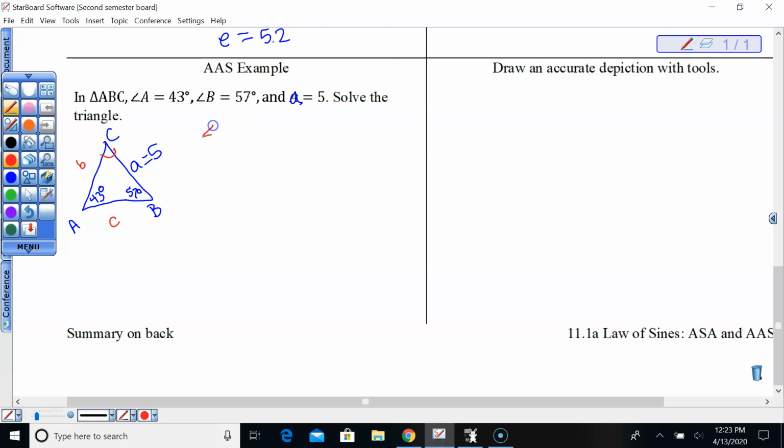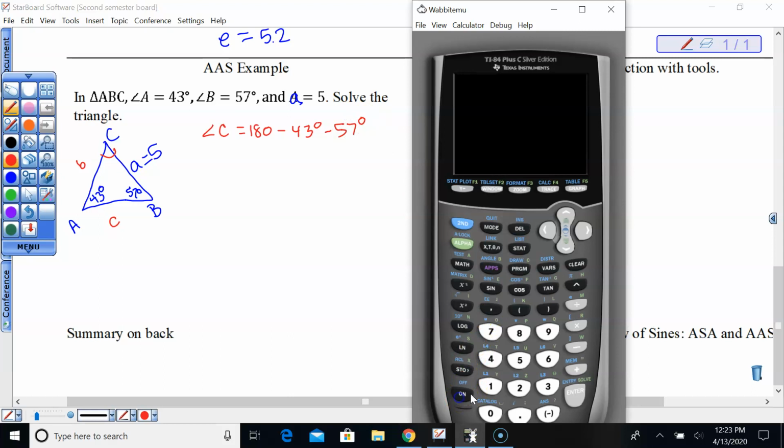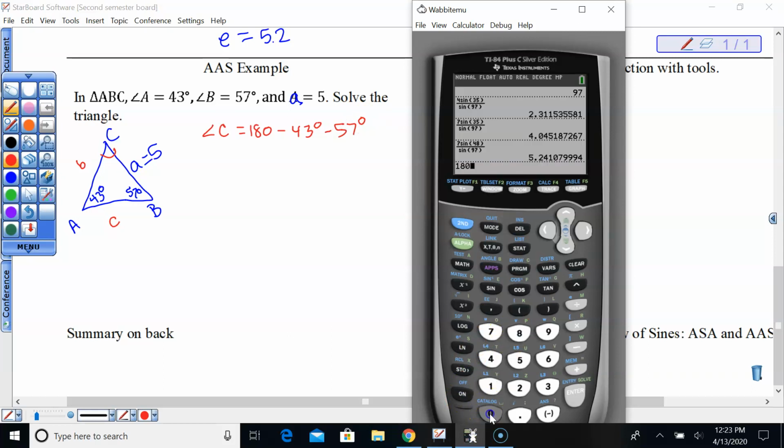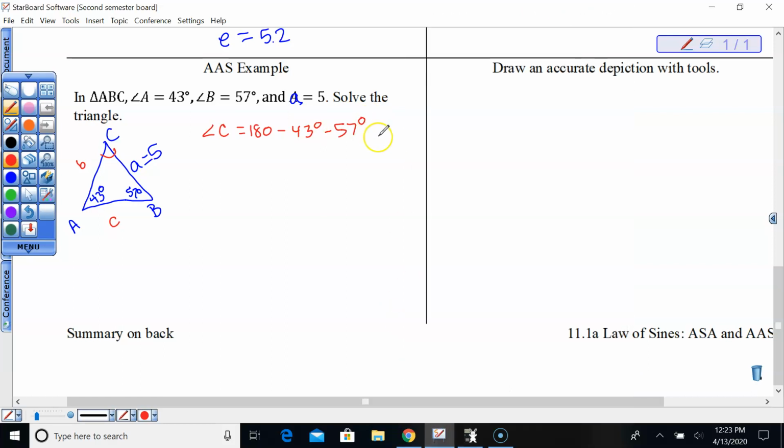So I would start off by finding angle C, and remember again, that was just 180 minus the 2 angles that I already have. So I'm going to get my calculator out. So 180 minus 43 minus 57, that's 80 degrees. So that's going to be 80 degrees, so I'll fill that in.